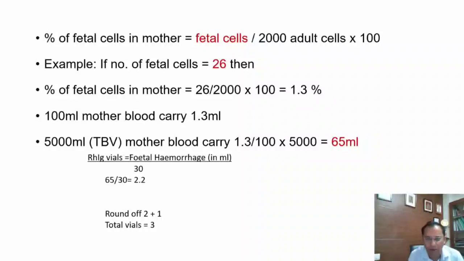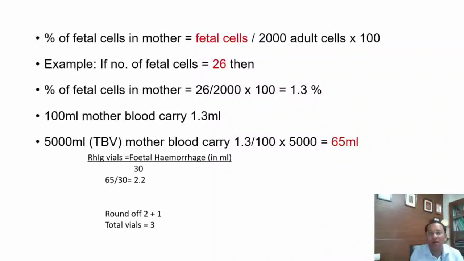Another example, suppose the fetal cells in the mother are 26. So what is the percentage? It is 1.3, 26 upon 2000 into 100. Remember, you always calculate 2000 cells. So 100 ml mother blood will carry 1.3 ml. By the unitary method, you can calculate in 5 liter of total blood volume, it will be 65. You just divide 65 by 30 because that is the amount of blood one vial will cover or neutralize. So it will be 2.2. Now you round off, 2.2 becomes 2 and add one vial to it, and that is the total number of vials that you need. So total number of vials that you need here is 3.